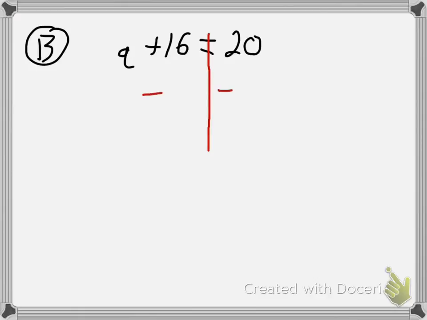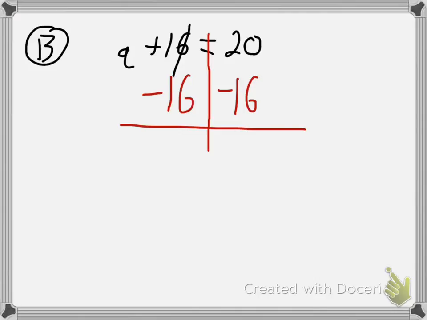And if I do it to the left, I have to do it to the right. Well, what am I going to subtract by? Well, if I'm adding 16, to undo that, I need to subtract by 16. Now I can go through. If I have a 16 minus 16, those are going to cancel out. That's going to equal 0. So I'm left with, on the left-hand side, a q, my equal sign, and then 20 minus 16, which is 4.